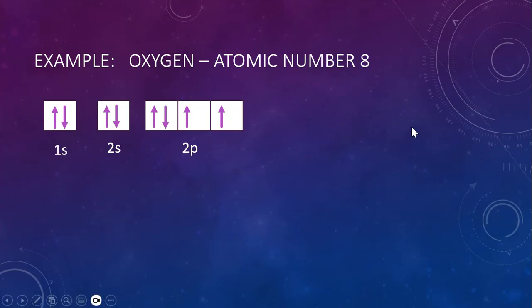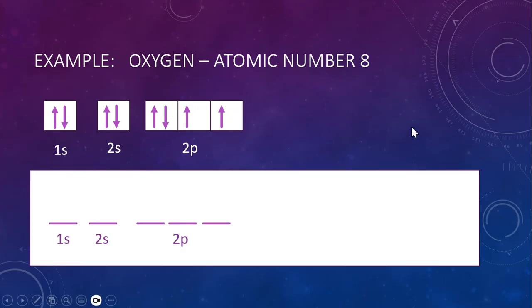If we were to do this with lines, it would look like this. I would go ahead and draw the lines for my 1s, 2s, and 2p. And I'd, again, fill the orbital by adding them double, double, single, single, single, then double it up.